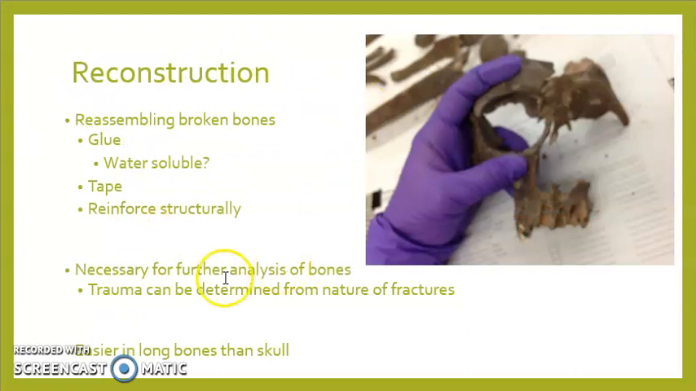We reconstruct. This means if there are broken bones, we glue them back together. We don't tape them. We don't super glue them. We glue them with Elmer's glue. So this is my hand in a nice little purple nitrile glove. And I am sitting here for an inordinate amount of time holding this person's face together while the Elmer's glue dries. It is not my favorite thing. I don't think it's anybody's favorite thing.